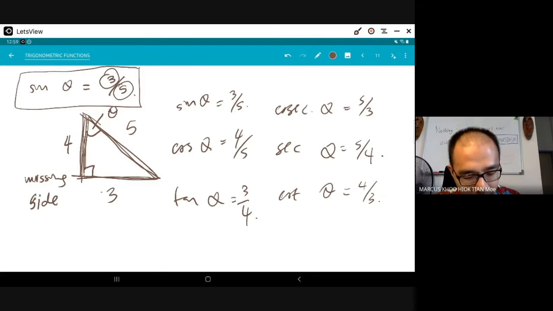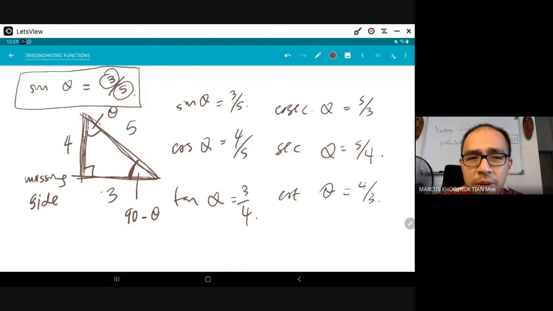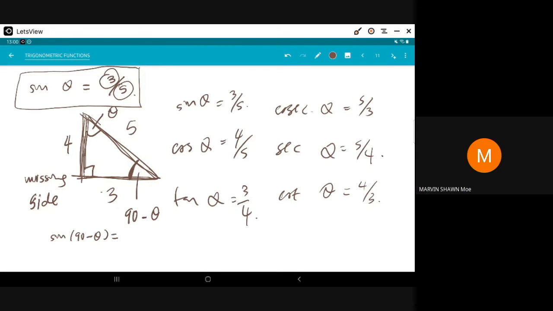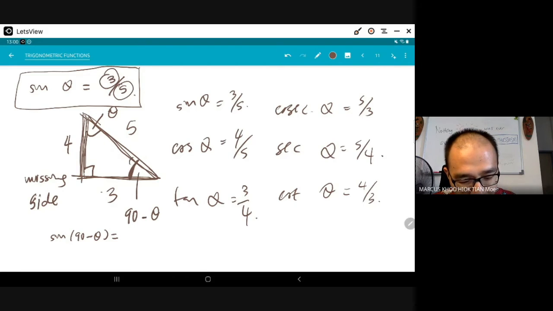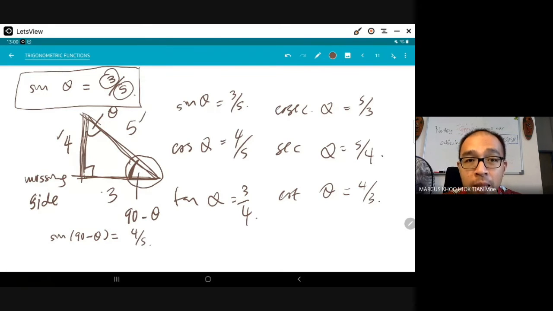Let me ask you this. We know that this angle over here is 90 minus theta. Don't care what the value is. Can you tell me what is sine 90 minus theta? 4 over 5. Because this angle is 90 minus theta, sine is opposite over hypotenuse. Opposite is 4, hypotenuse is 5. 4 over 5. Even if you don't know what the angle is, you know that sine 90 minus theta equals cos theta.